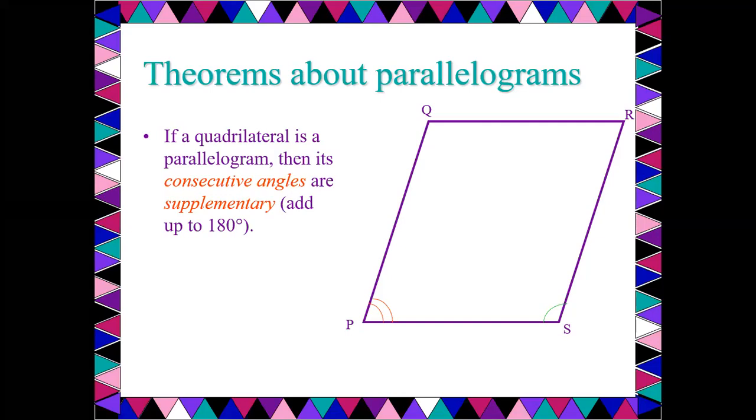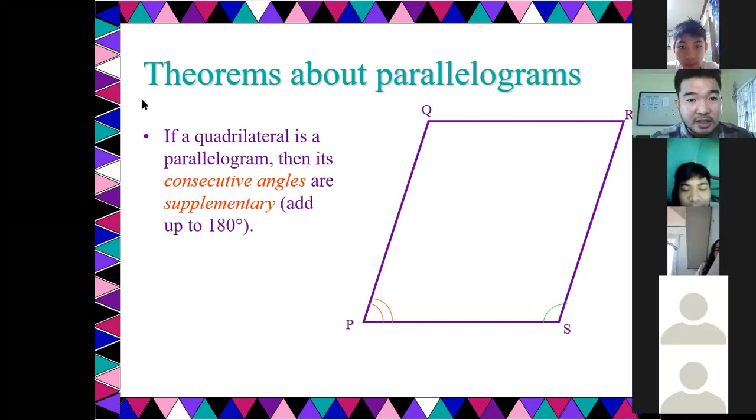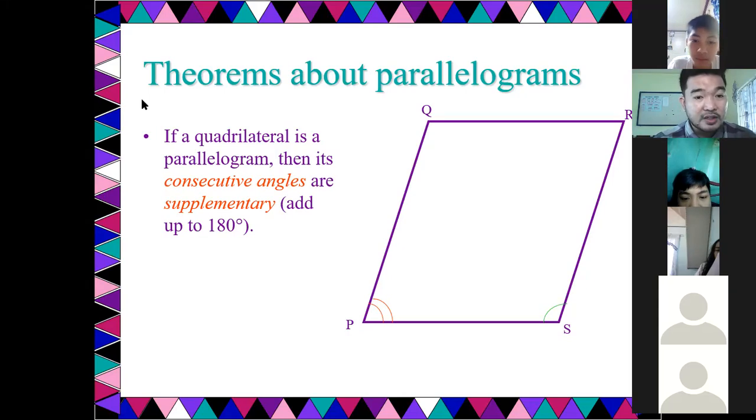What do we mean by supplementary? Pag sinabi nating supplementary angles, pag inadd mo yon, ang makukuha mong sagot ay 180 degrees. Again, pag sinabi nating supplementary, yun ay dalawang angles na pag pinag-add natin, ang measurement na makukuha natin ay 180 degrees. Okay? So, Kirsten, halimbawa, meron kang 120 degrees na angle. Ano dapat ang measurement ng isang angle para maging supplementary sila? Kirsten.